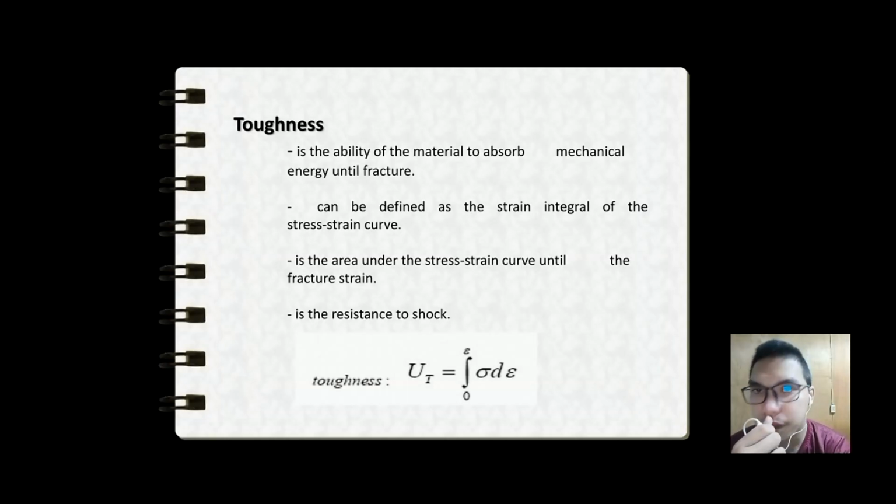Toughness is the ability of the material to absorb mechanical energy until fracture. It can be defined as the strain integral of the stress strain curve. It is the area under the stress strain curve until the fracture strain, and toughness is the resistance to shock. So we all know that to get the area under the curve, we must use an integral. So toughness is the integral of the stress evaluated from 0 to strain.